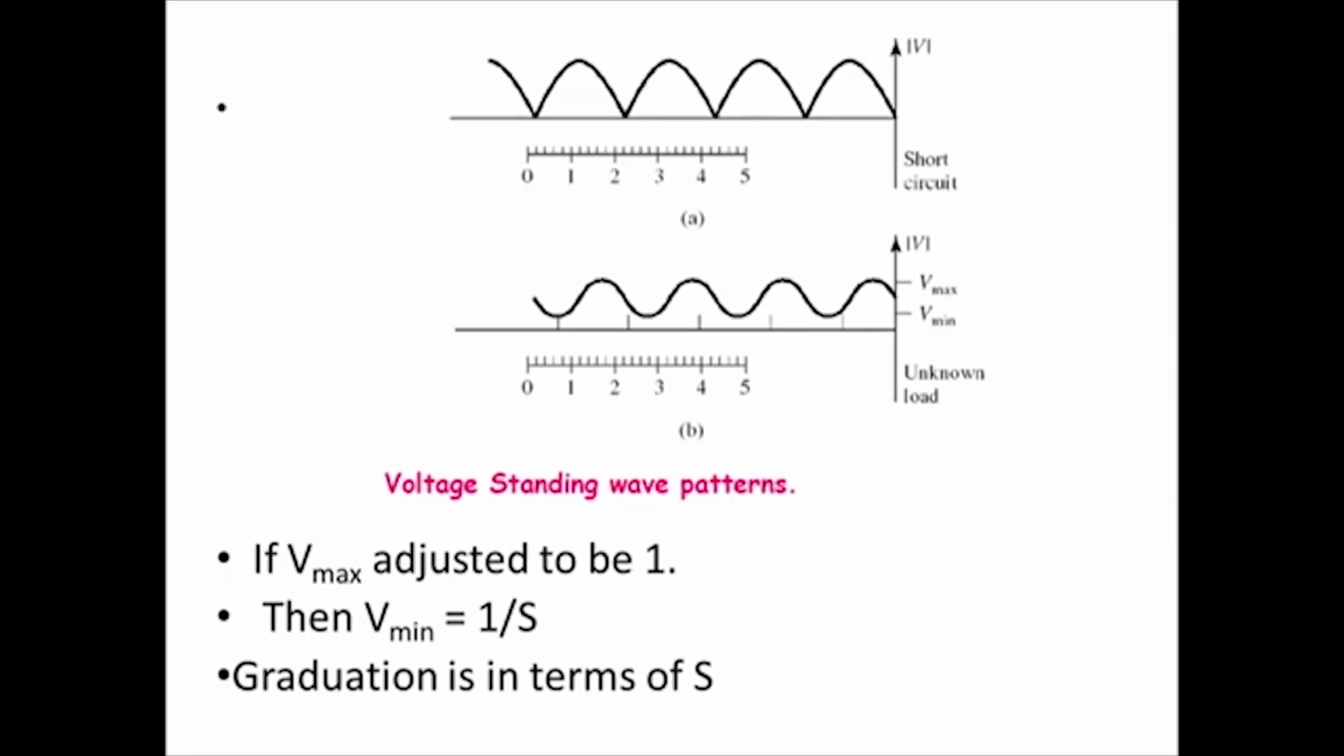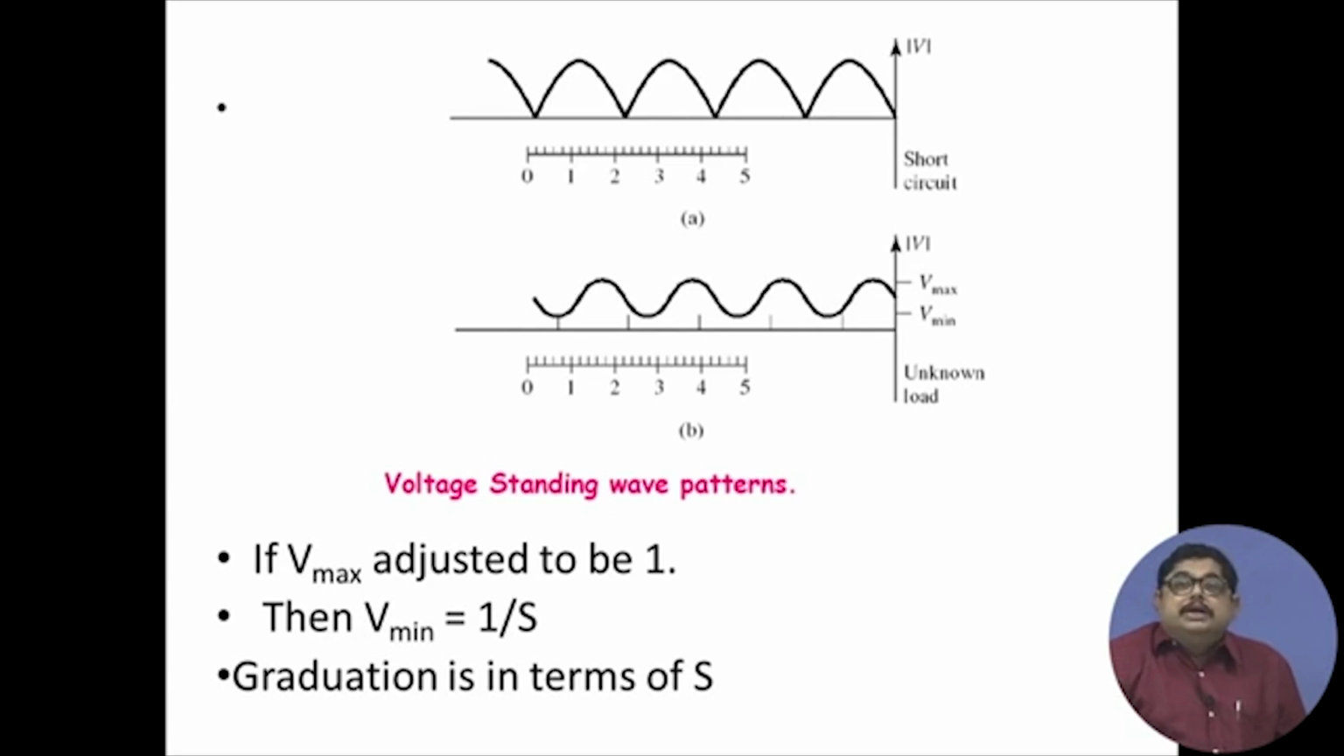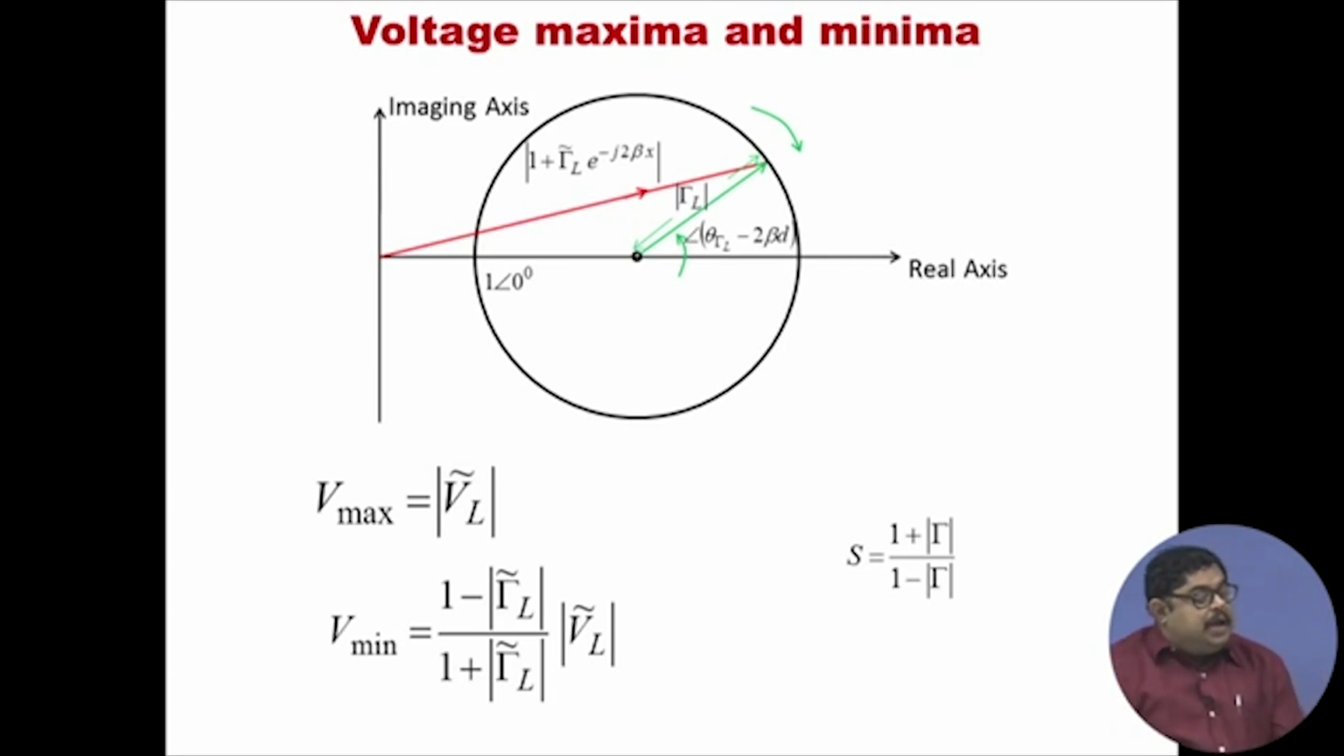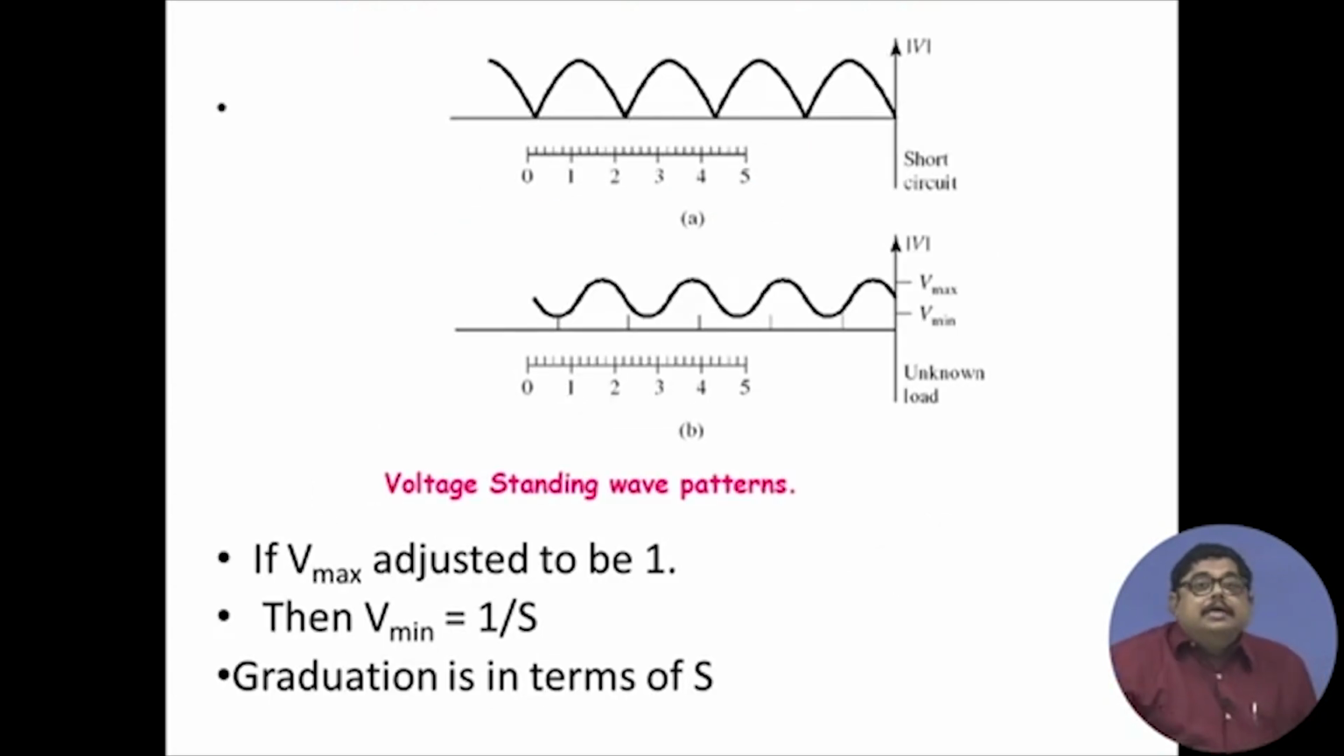Now, to make a VSWR measurement you need to do a calibration. That calibration is that you first find out, when you have connected the load, what the maximum voltage is that you are getting. Now, there are gain knobs and others in the VSWR meter. So, you adjust V max to 1. The moment you adjust it to 1, then V minimum becomes 1 by S. You can see from here that if I make V max 1, then basically V minima becomes 1 by S. So, that is what we are writing, that V minima is 1 by S. Now, the VSWR meter scale is graduated in terms of this S. S stands for VSWR.